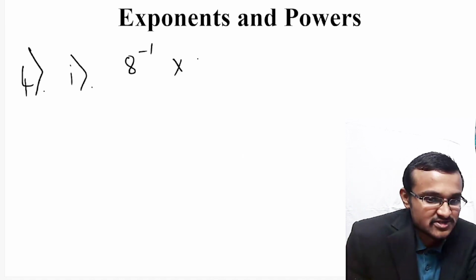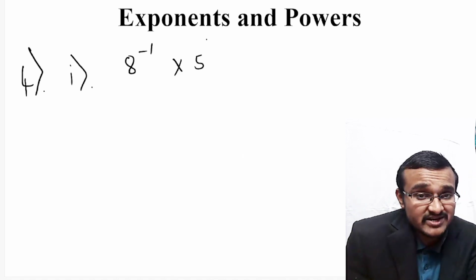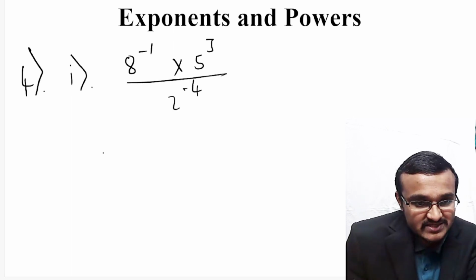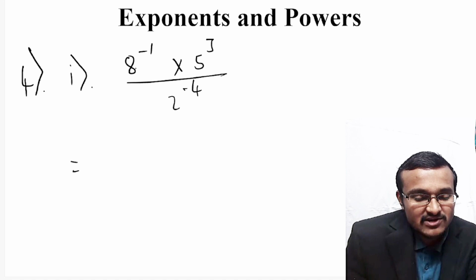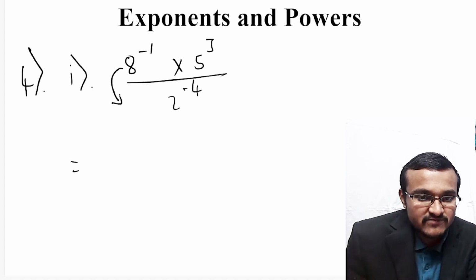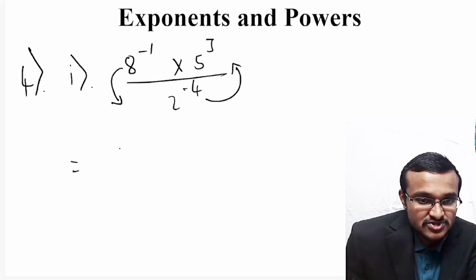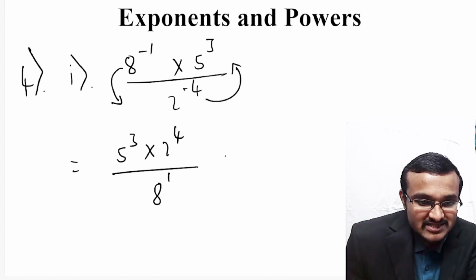So coming to the first question, they have given 8 power minus 1 into 5 power 3 divided by 2 power minus 4. So what is the value of 8 power minus 1? When you bring this 8 power minus 1 to the denominator, it will become 8 power plus 1. When you take this 2 power minus 4 to the numerator, it will become 2 power plus 4. So that will be 5 power 3 into 2 power plus 4 divided by 8 power plus 1.